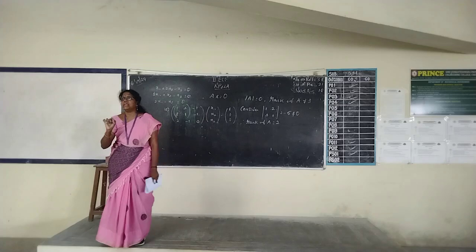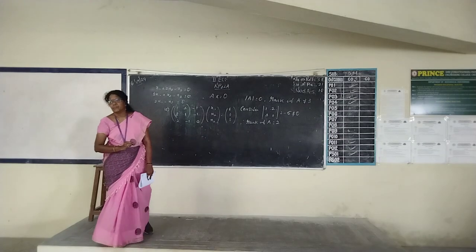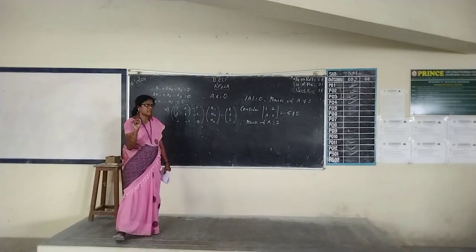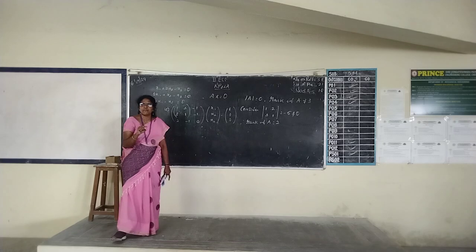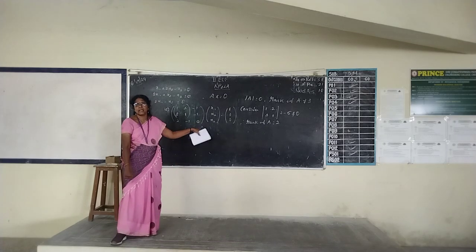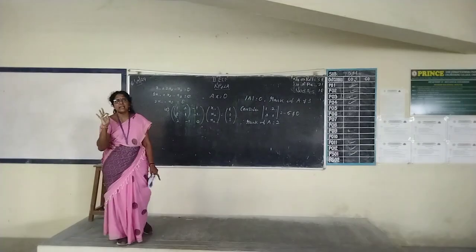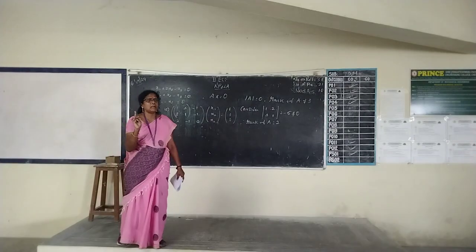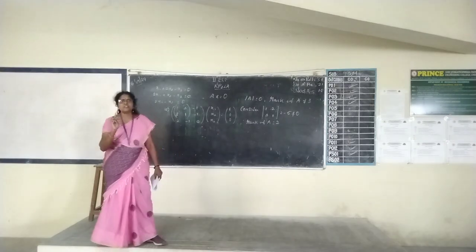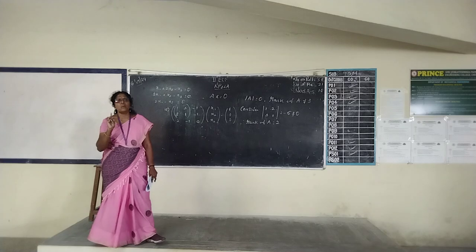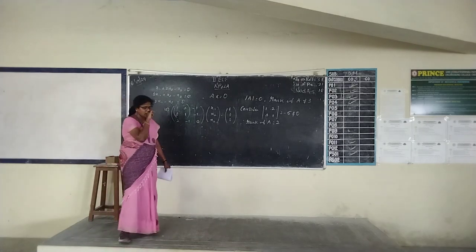Now check how many independent solutions there will be. It is n minus r, where n stands for the number of unknowns. How many unknowns are there? 3 unknowns. What is the rank? 2. What is 3 minus 2? 1. So how many solutions will exist? Only one solution.